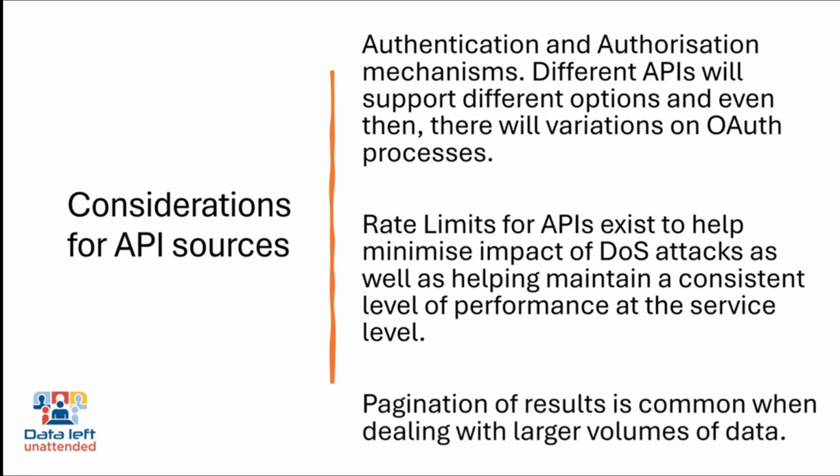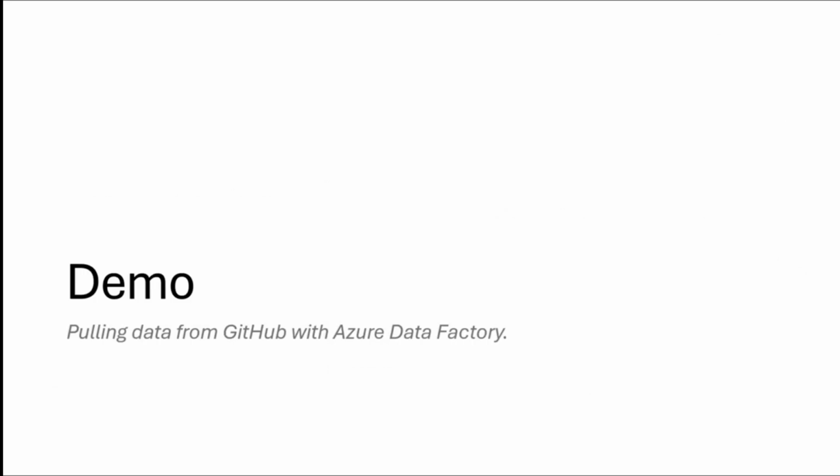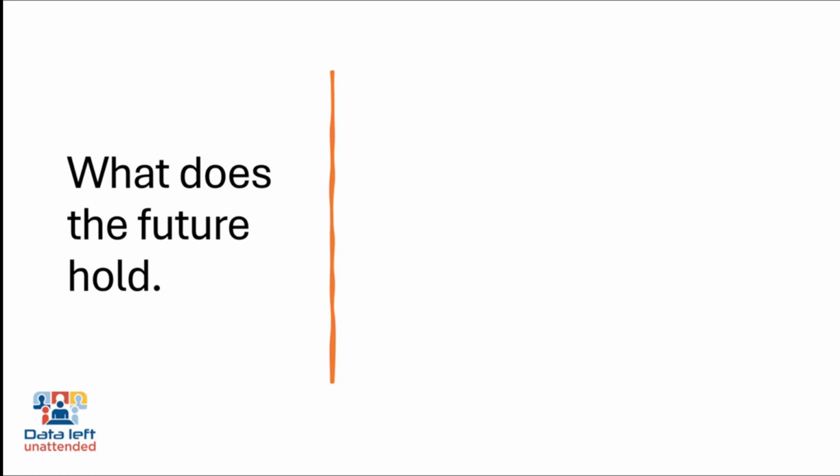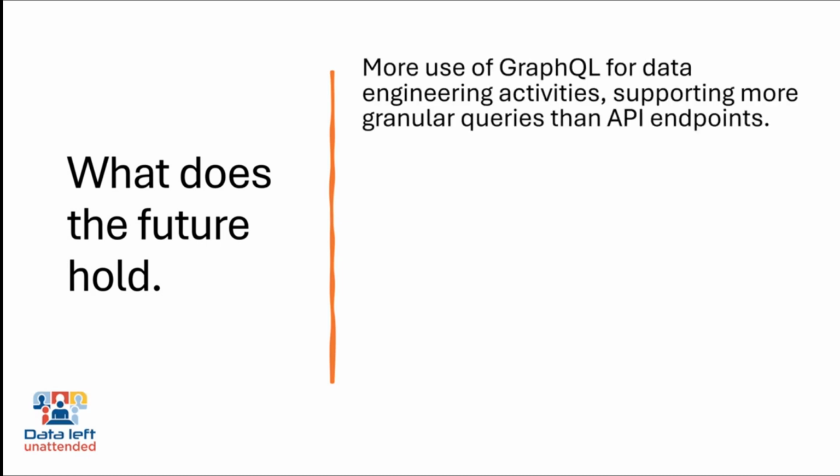For brevity, we'll think about pagination of results. Again, we won't go into that much. We'll start thinking about what the future holds. More use of GraphQL, I can see that coming, really. That's going to make our lives a little bit easier. If there's a GraphQL API endpoint, seriously look at using that potentially over the standard REST APIs. It should just make our lives a little bit easier in that regard.